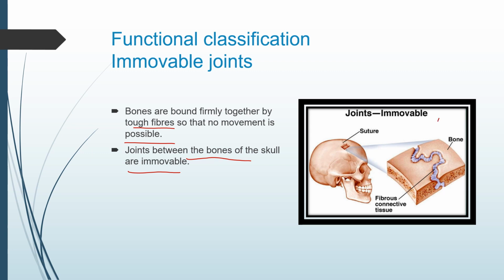Here in this diagram, you can see that this part is actually the suture, and it is formed by fibrous connective tissue. This part is the fibrous connective tissue which is binding this bone and this bone together.